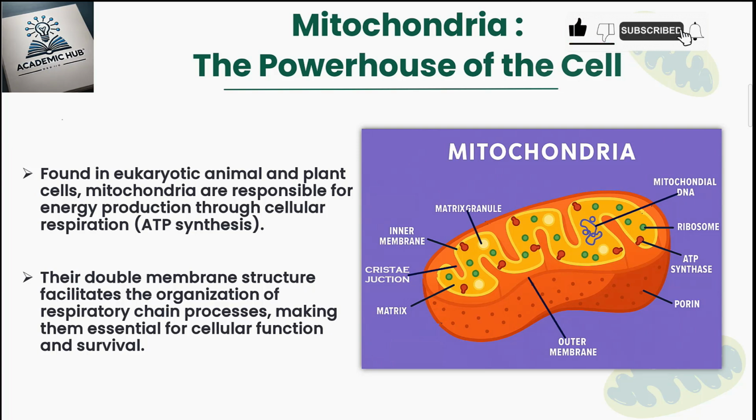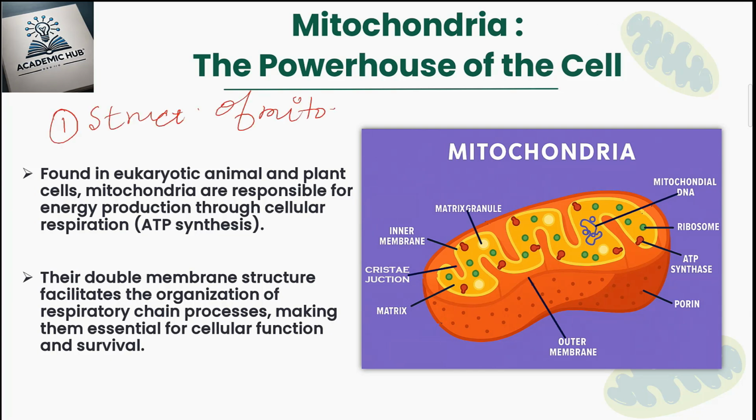Now next is the structure of mitochondria. In this we will see how the mitochondria looks and how many components are inside the mitochondria which have their own specific functions. Mitochondria, as they indicate, are the powerhouse of the cell, meaning they generate energy in the form of ATP. The structure of mitochondria is a shoe-like structure. There are different parts of mitochondria.